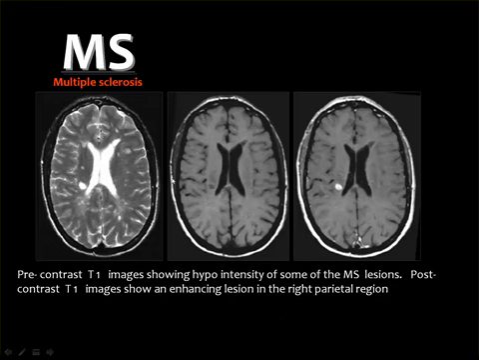Then on the T2 weighted images, you see multiple lesions in the periventricular white matter. The lesions are not appreciated in the T1.